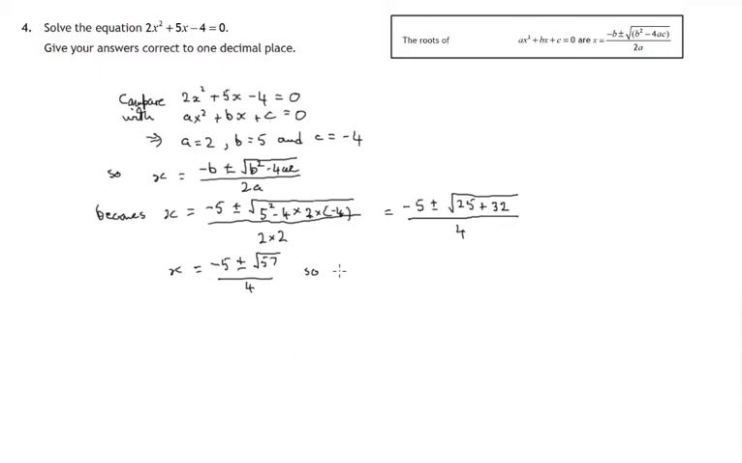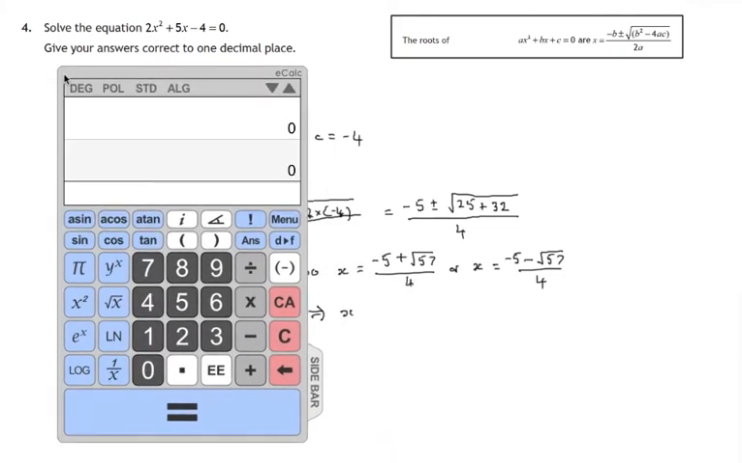So here are our 2 values. x is negative 5 plus root 57 over 4, or the alternative is x is negative 5 minus the square root of 57 over 4. So there are the 2 calculations to get approximate values, to get them correct to 1 decimal place. So at this stage we'll call in the calculator.